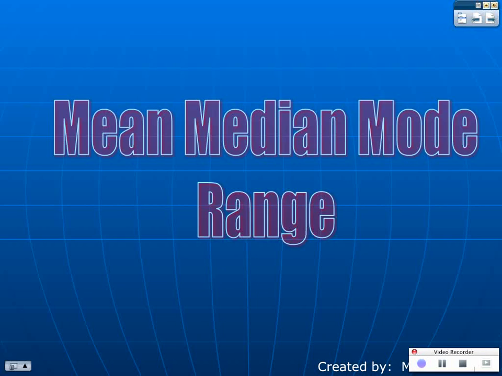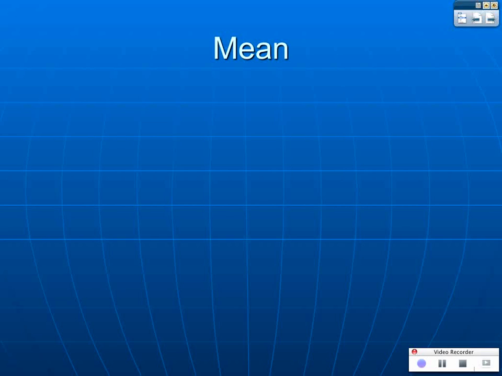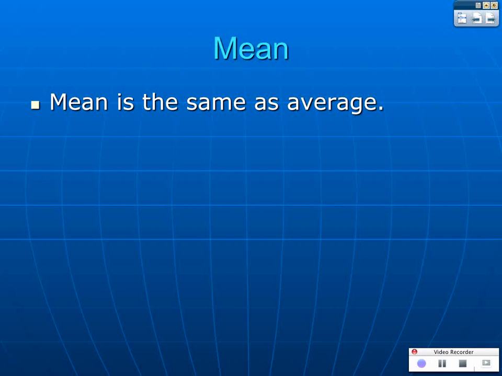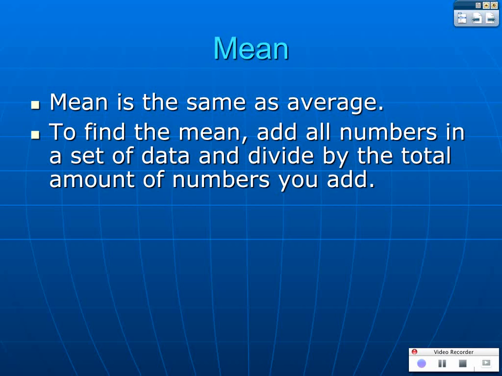Okay, today we're talking about mean, median, mode, and mean is the same as average. To find the mean, add all the numbers in a set of data and divide by the total amount of numbers you add.